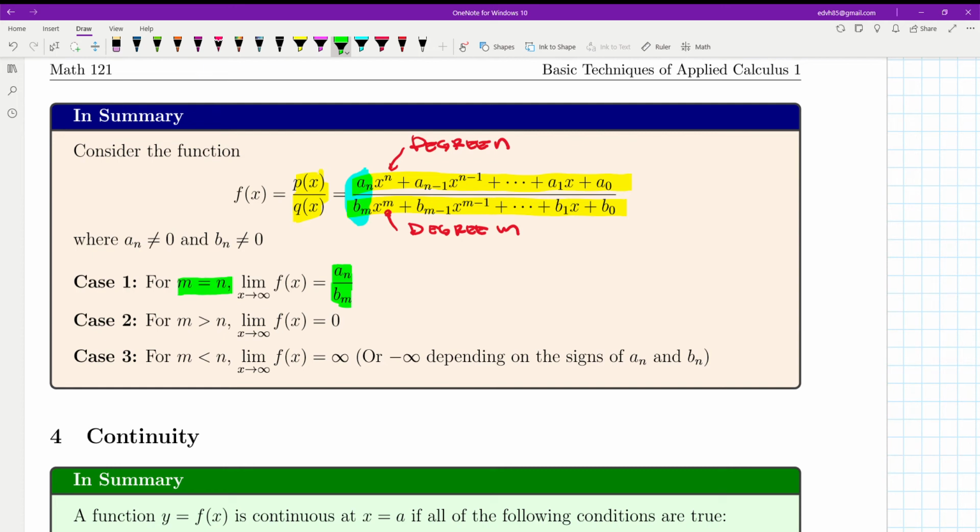When the degree of the denominator is larger than the degree of the numerator, in this case the limit is 0. And last but not least, when the degree of the denominator is smaller than the degree of the numerator, well, this limit could be either positive infinity or negative infinity, depending on the signs of a sub n and b sub n. So in this third case, we are going to use it to answer the third question.